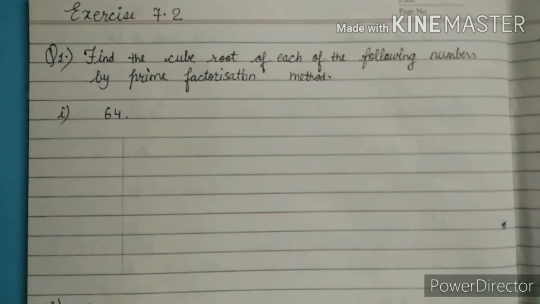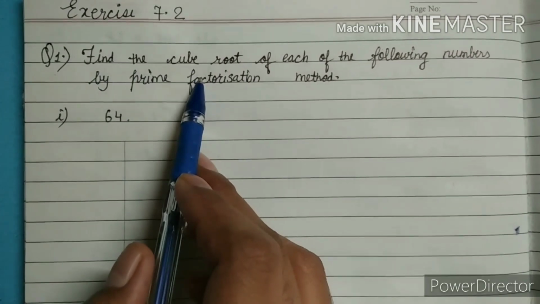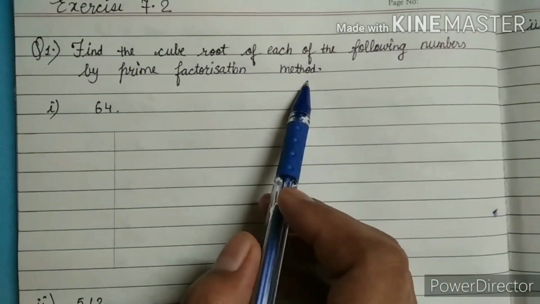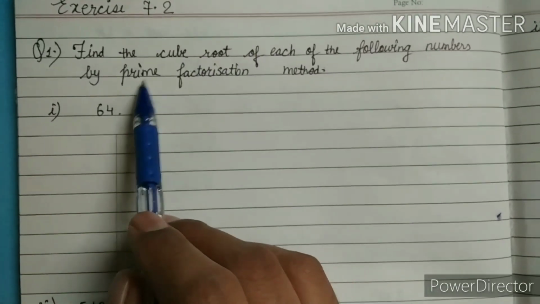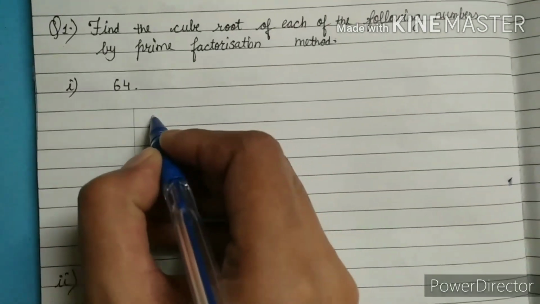Now we will begin our exercise 7.2. Its first question is: find the cube root of each of the following numbers by prime factorization method. So we have to find the cube root by which method? By prime factorization method. So firstly we will take the prime factors of the numbers.